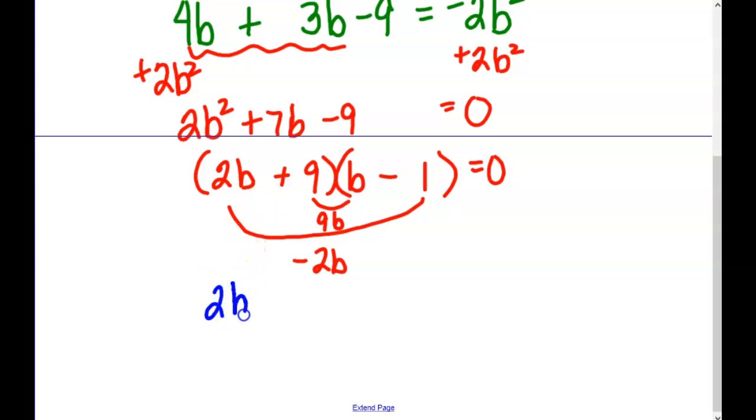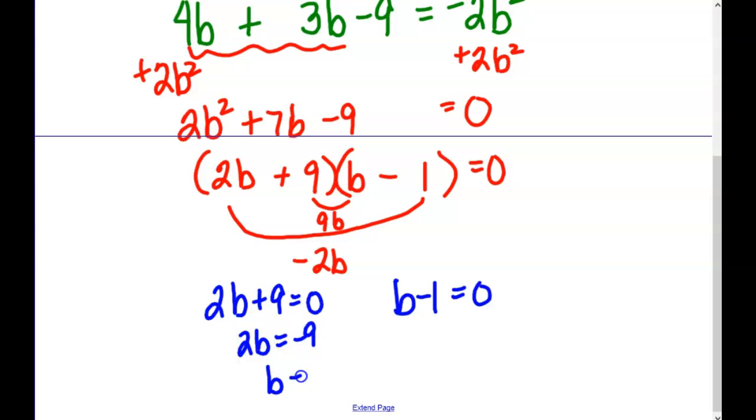Now be careful because we have to set this equal to 0 and this one equal to 0. That's how you solve a quadratic once we've factored. Each piece has to equal 0. This one is going to become negative 9/2. Everybody okay? I didn't show all my steps, but any questions on those?